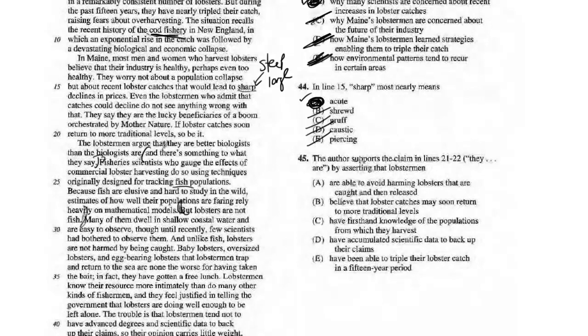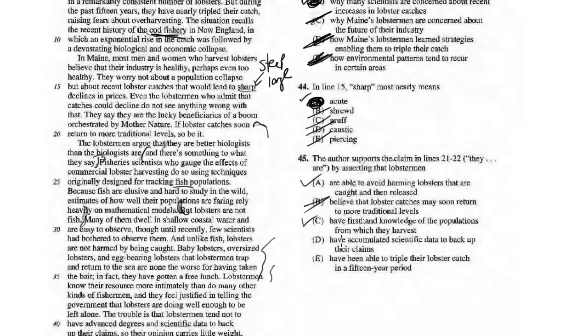Let's see. The author supports the claim in lines 21 to 22 by asserting that lobstermen are able to avoid harming lobsters that are caught and then released. Yeah, so that is mentioned, right, here. By asserting that lobstermen believe that lobster catches may soon return to more traditional levels. They mention that here, but not in the paragraph we just read. Have first-hand knowledge of the populations from which they harvest. Yeah, that's actually even better than A. We'll come back to these two because we have kind of two choices here.